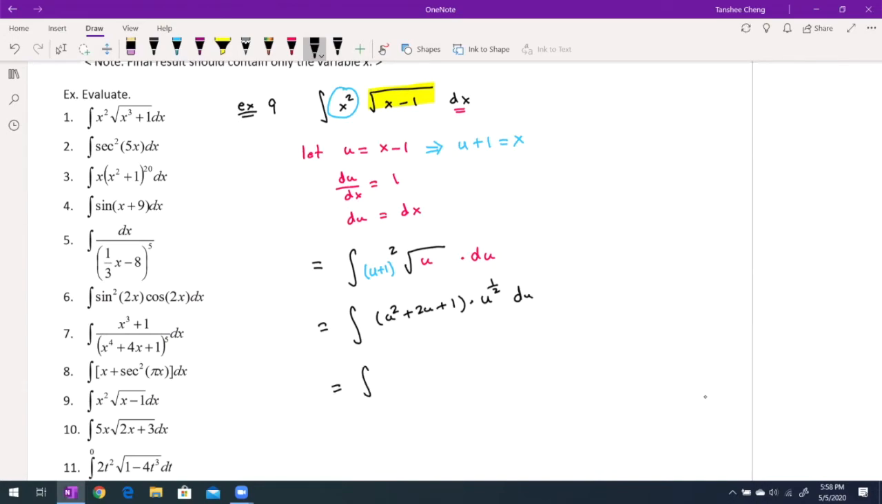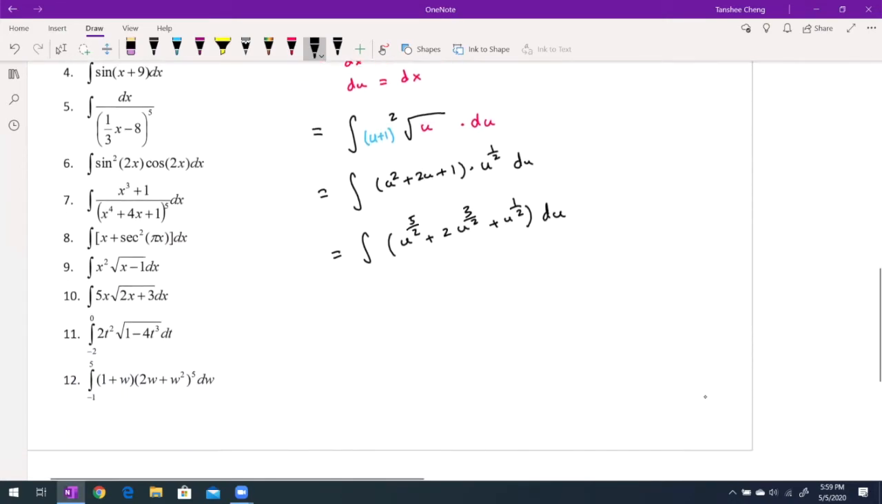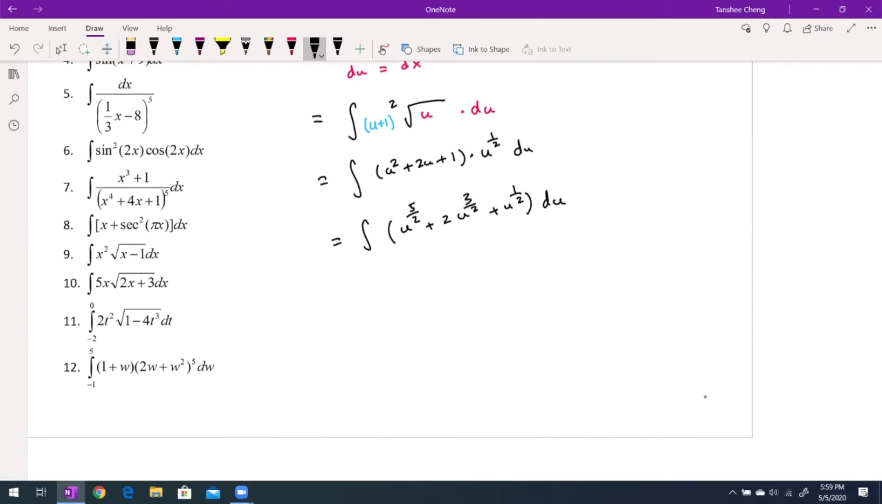This will give us a nice, neat function that we can integrate, which is going to be u to the 5/2 when I multiply it, plus 2 times u to the 3/2, plus u to the 1/2, du. Good. So now it's basically the integral of a sum, and we can use the sum-of-integrals property. Are we all following so far? Similar expression, but one can do much more than the other. So now I can integrate this entire function.